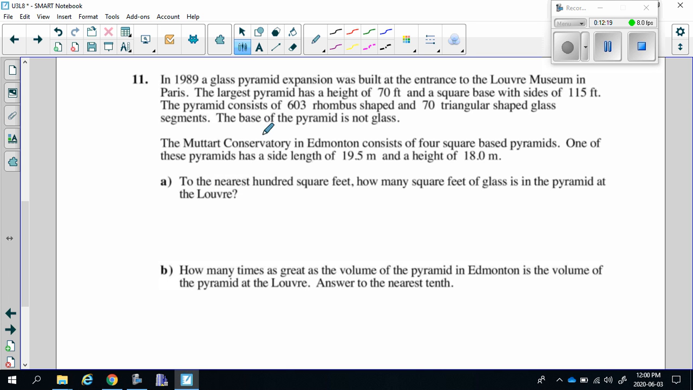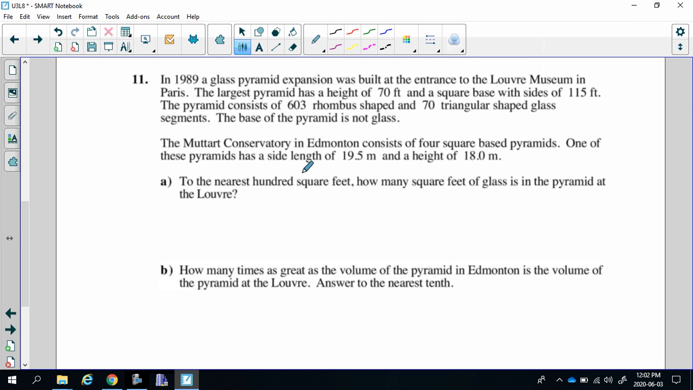The Muttart Conservatory in Edmonton consists of 4 square-based pyramids. One of these pyramids has a side length of 19.5 meters and a height of 18 meters. To the nearest 100 square feet, how many square feet of glass is the pyramid at the Louvre?